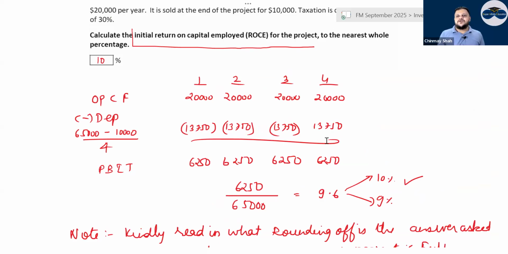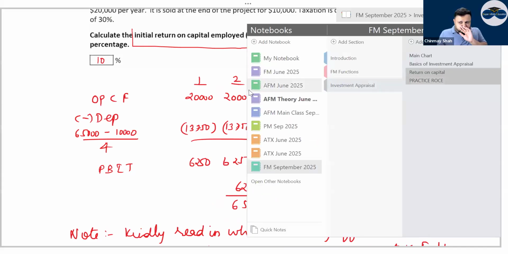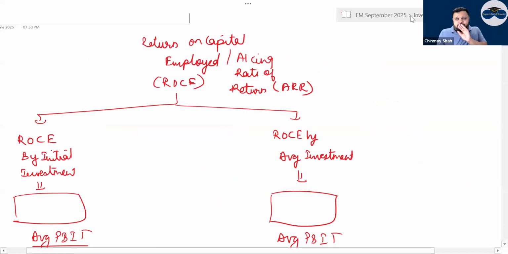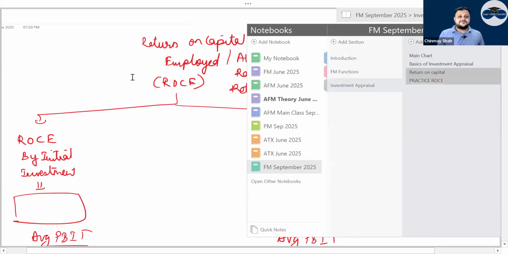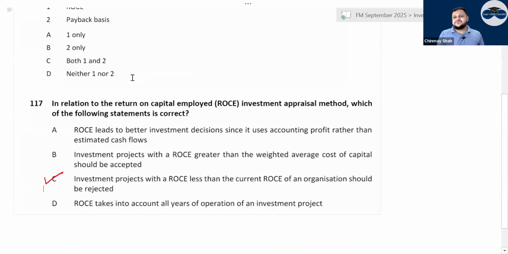But this question cannot be solved right now. We have to do what? There is something called advantages and disadvantages of ROC. What I generally do is I finish all four: ROC, payback, then NPV, then IRR, and then together what do I do?